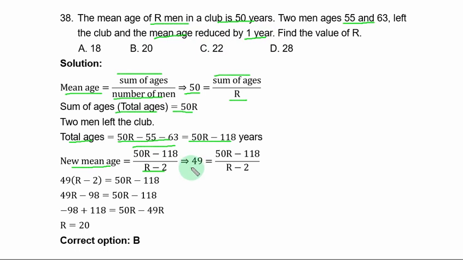So here becomes 59. Here it was 40. Two men left, and the mean age reduced by 1. It becomes 49, equal to this. If you cross multiply, you have this result. You open the bracket and you collect like terms. Therefore, arrow is equal to 20. Arrow is equal to 20. B is the correct option.